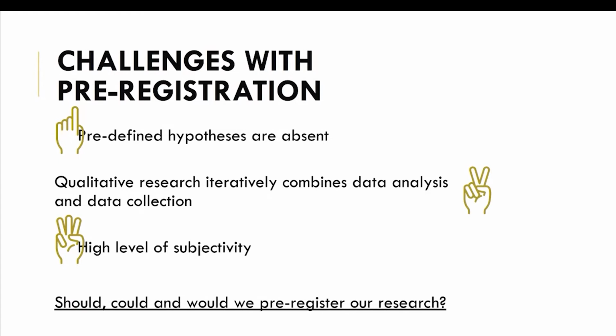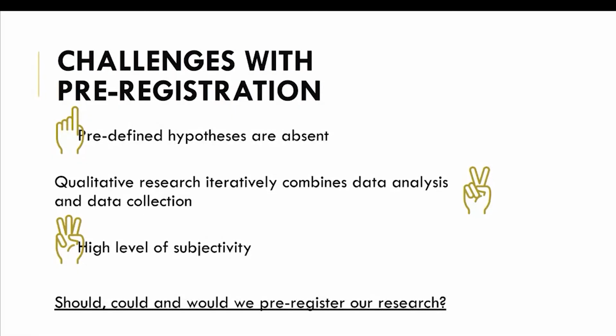First off, predefined hypotheses were absent. Qualitative research is more about generating hypotheses. It's more about the how and the why and what of certain phenomena. So there were no predefined hypotheses. Sometimes there aren't even predefined research questions. There were predefined data collection methods, but we were able to deviate from these. Also, because of these deviations, data analysis and data collection are sort of interwoven and they affect one another very strongly. And lastly, there's a high level of subjectivity, as I just explained.